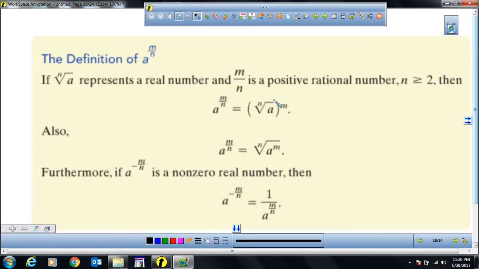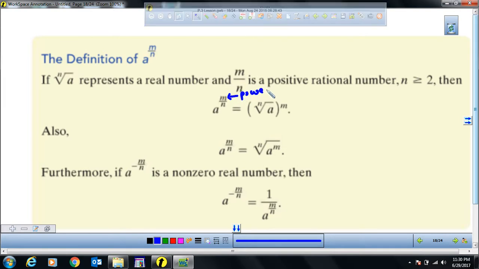Whenever you have an exponent that is a fraction, that fraction contains two components that I want to mention to you. The numerator of this exponent represents a power, and the denominator of this exponent right here, which is the n, represents a root of the number. So that's what you see right here.